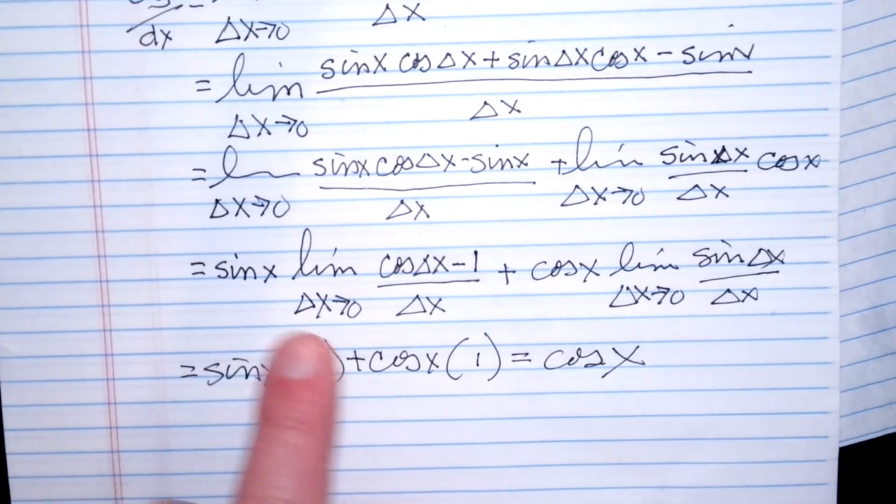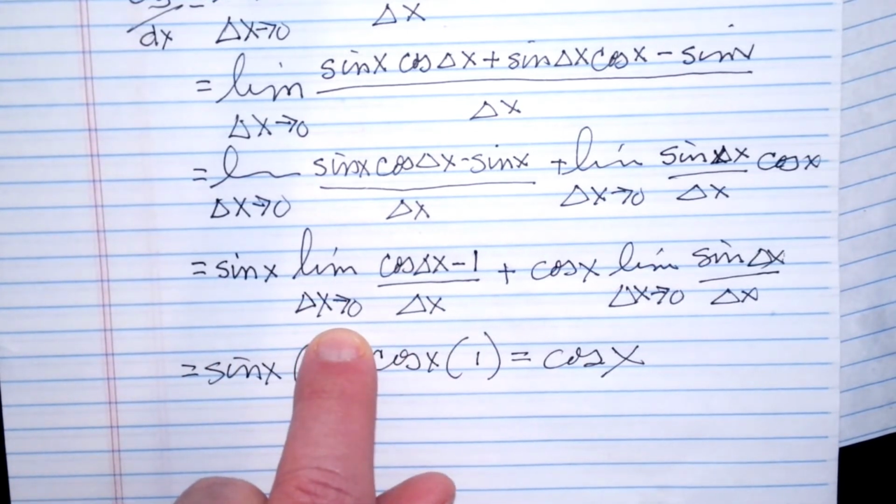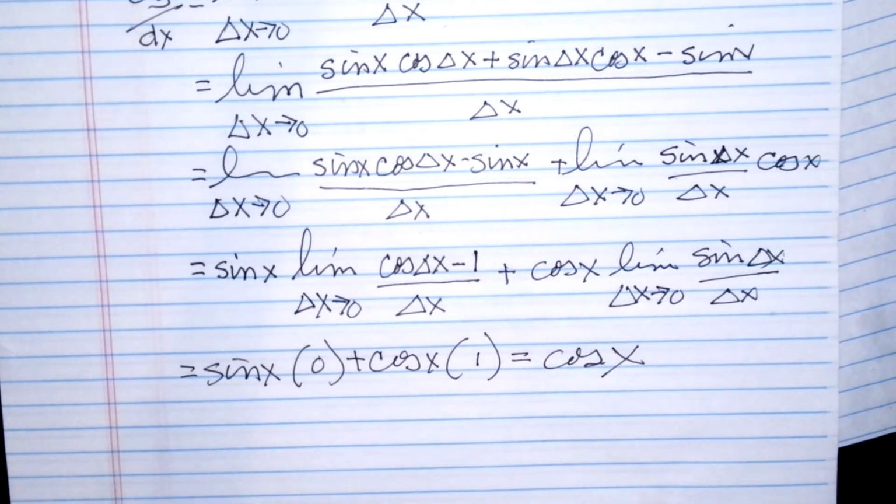Well, now we've got sine of x times this limit, which we are assuming is 0, and then we've got the cosine times this limit, which we have already shown is 1. So we get sine of x times 0 plus cosine of x times 1 equals cosine x.